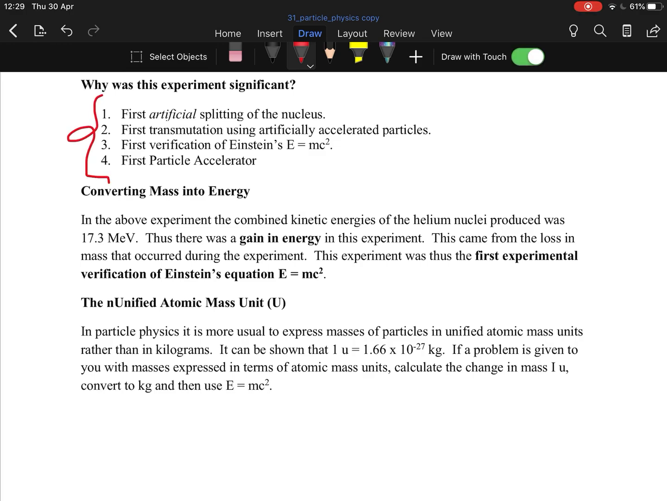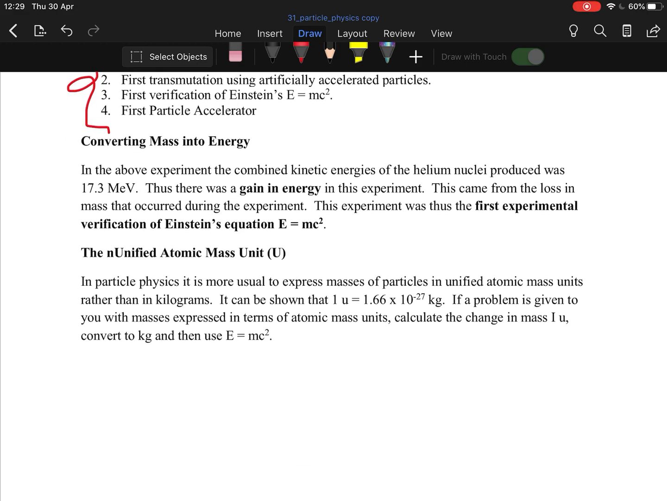Because it was the first artificial splitting of the nucleus. It was the first transmutation using artificially accelerated particles, and it's the verification of Einstein's E equals mc squared. It was also the first particle accelerator used. So 4 very important things. If you knew 3 of them, you'd be perfectly okay. So know 3 of those. And then of course here, verify E equals mc squared.